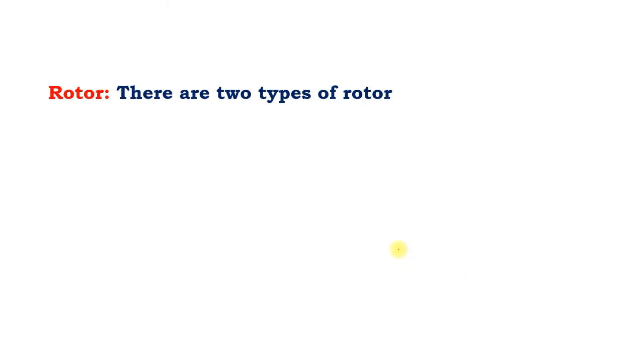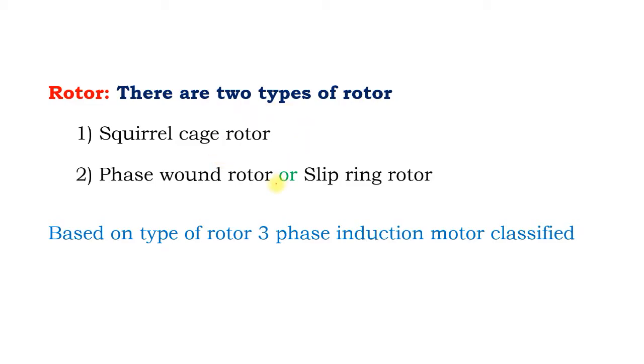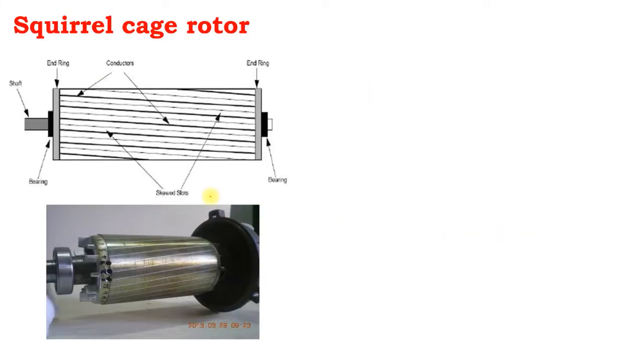Basically, there are two types of rotors available in a three-phase induction motor. The first rotor is called the squirrel cage rotor. The second one is called the phase wound rotor or slip ring rotor. Based on the rotor itself, three-phase induction motors can be classified like this: squirrel cage induction motor, and slip ring or phase wound induction motor. Now we'll see the detailed construction of the squirrel cage rotor.